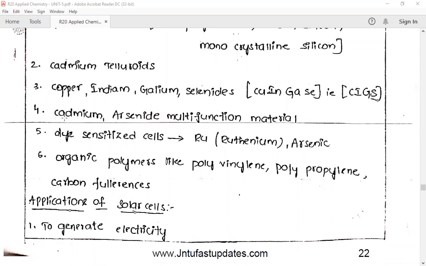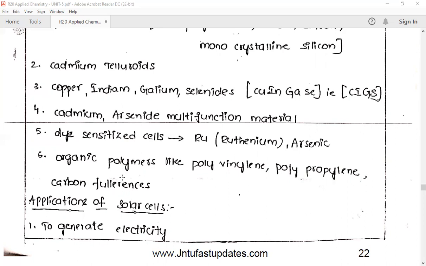The next one is the cadmium arsenide multi-junction material and dye-sensitized solar cell, which are made from ruthenium metallo-organic dye in the form of a monolayer of light absorbing material and a mesoporous layer of nanoparticulate titanium dioxide, which greatly amplifies the surface area.